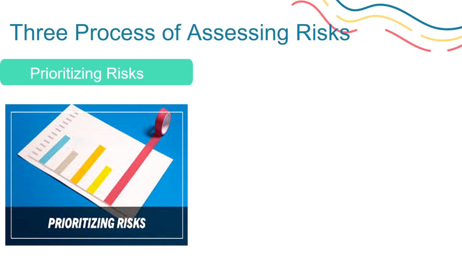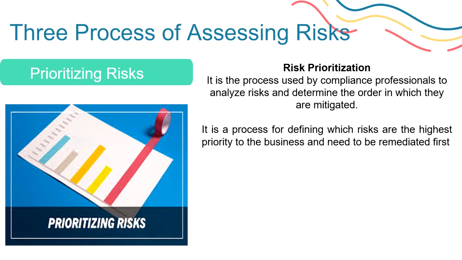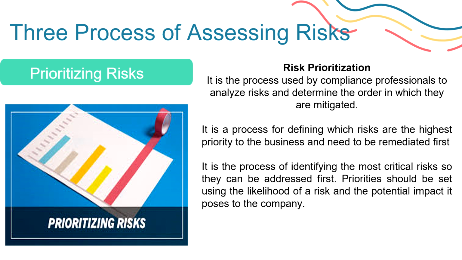And then the last process is prioritizing risk. So risk prioritization is the process used by compliance professionals to analyze risks and determine the order in which they are mitigated. So it is also the process for defining which risks are the highest priority to the business and need to be remediated first. It is also the process of identifying the most critical risks so they can be addressed first. Priorities can be set using the likelihood of a risk and the potential impact it poses to the company.